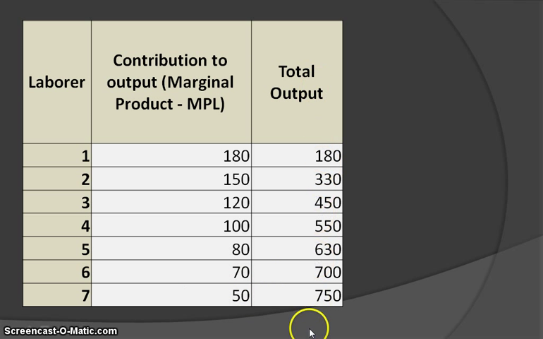So we have the total output column and we have the marginal product of labor column. And as stated earlier, this particular column records the output that each new worker adds to the total output. So this middle column here records the additional output that a new worker adds to the total output of a firm.